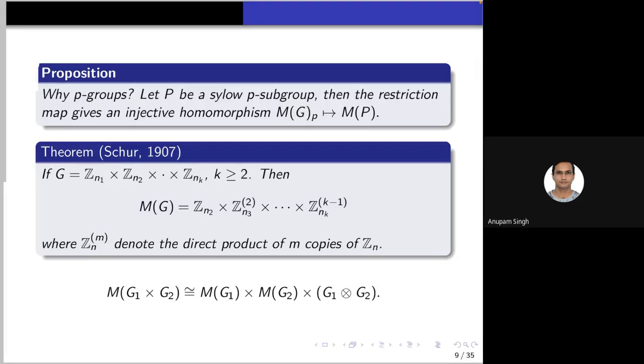Here, this just means the tensor product of abelianizations of G1 and G2. Okay.